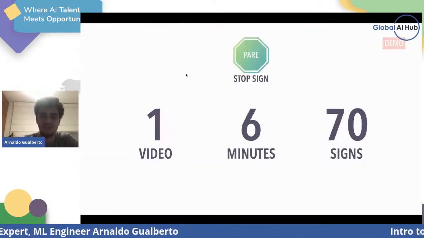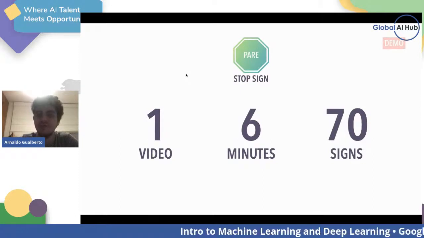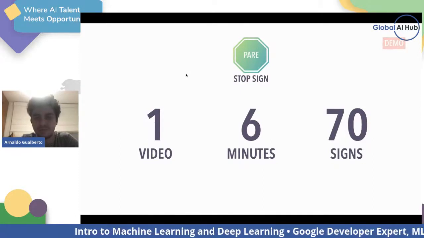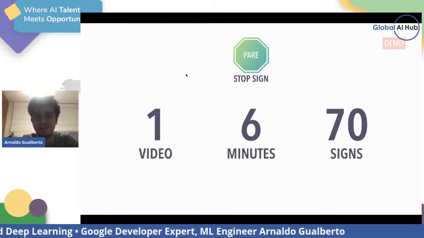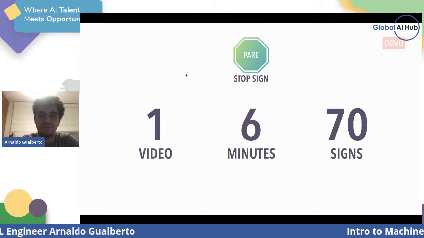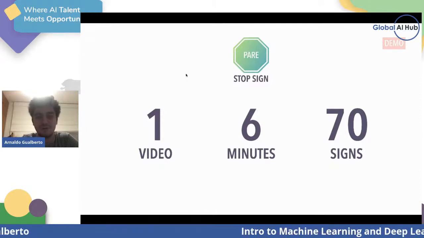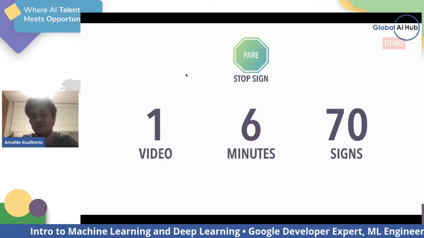After this project, my freelance contract was extended, and the next project I worked on was basically the same thing, but now for stop signs. The idea is the same, but instead of detecting traffic lights, we had to detect stop signs. In this case, I just needed one video of 6 minutes, and I just needed to label 70 signs.